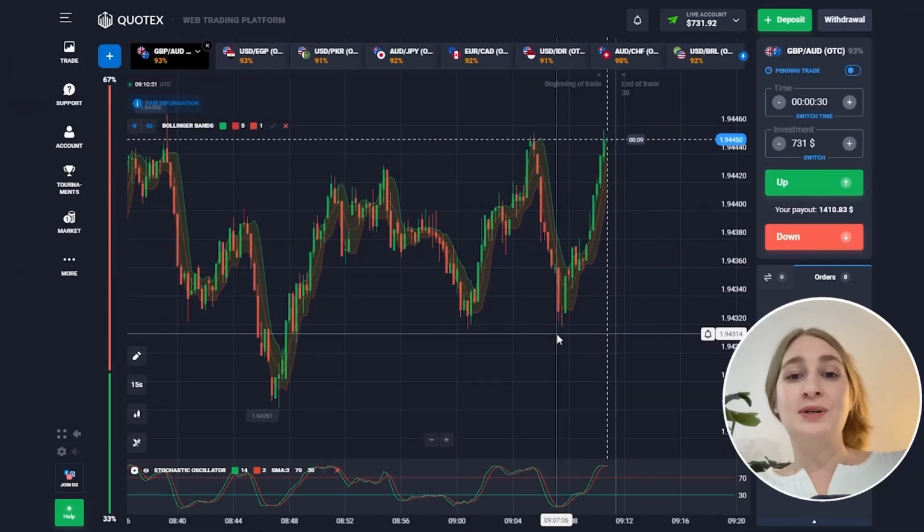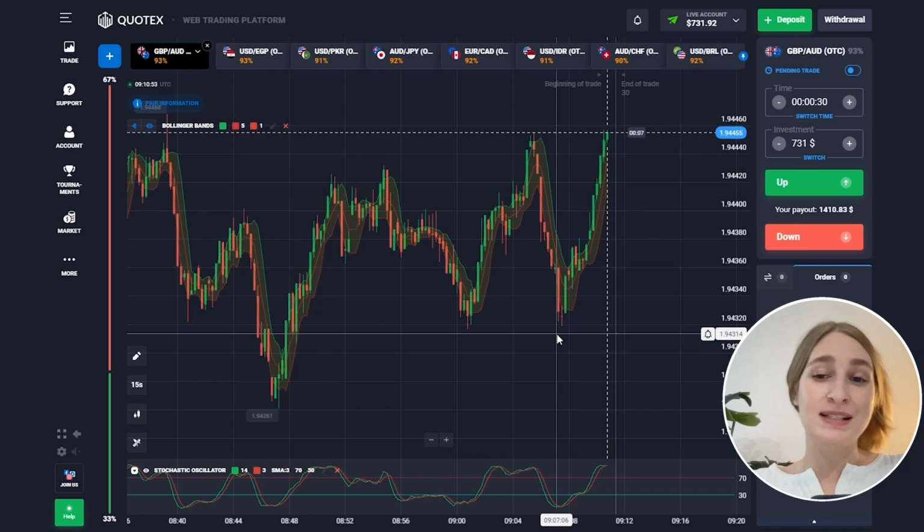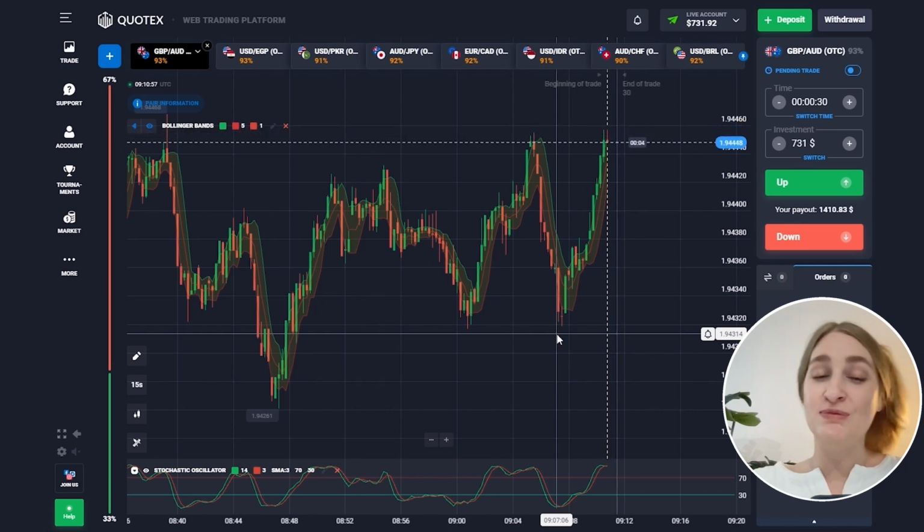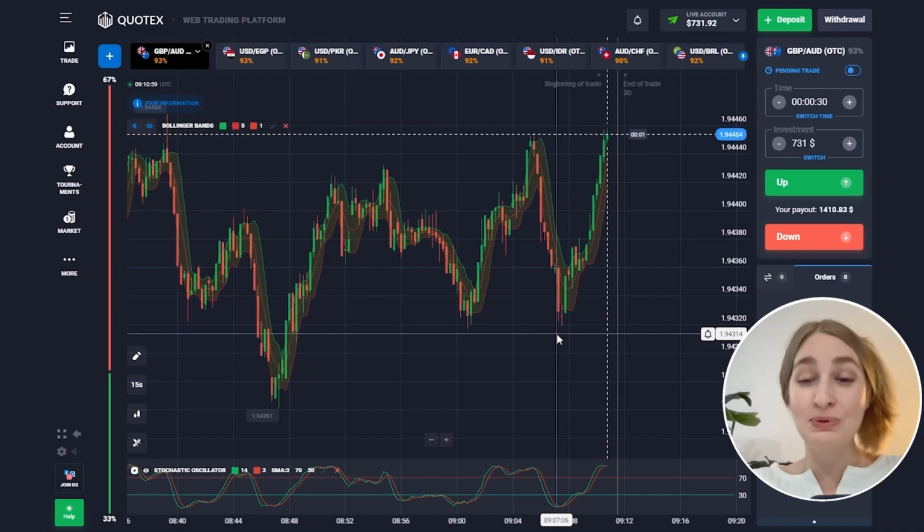So the indicators we'll have today are Bollinger Bands and Stochastic, and we'll accelerate our deposit today from $700 to a big enough amount, and we can start.